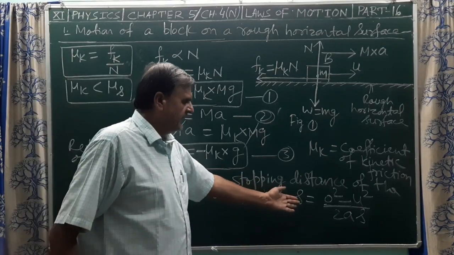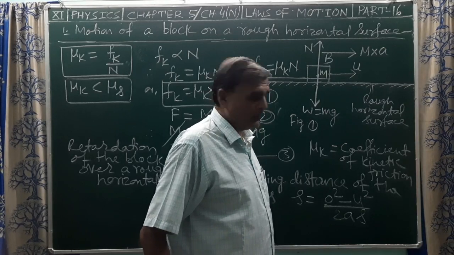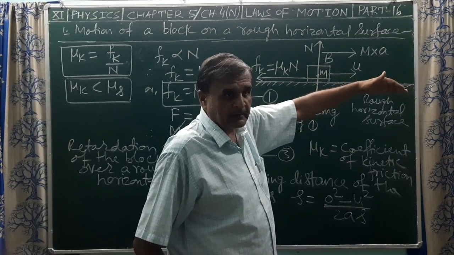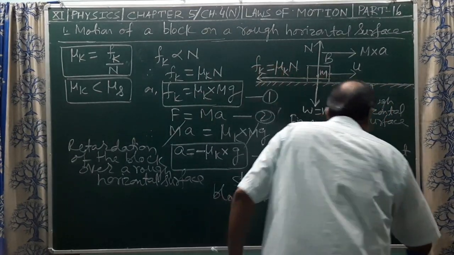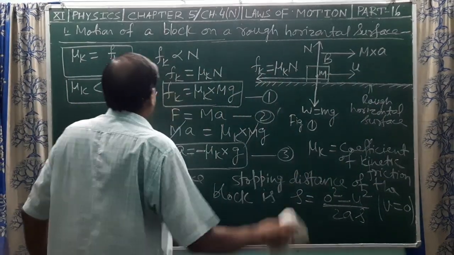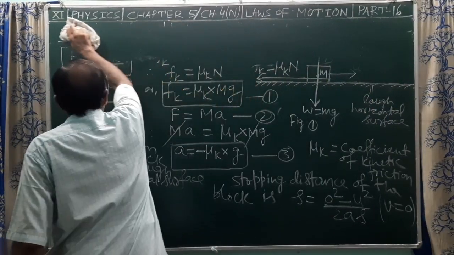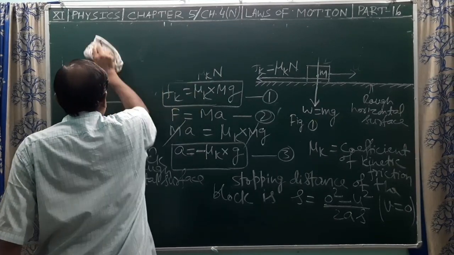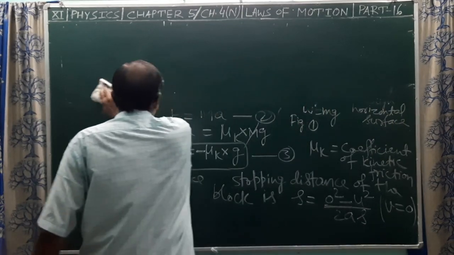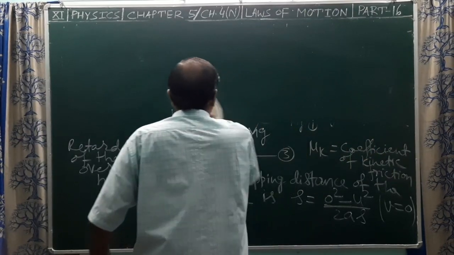And therefore, putting the retardation of the block, that is, a equal to minus mu k g, in this formula for stopping distance, s is equal to v square minus u square upon 2a, using one of the equations of accelerated motion. Here the final velocity of the block is 0, क्योंकि ब्लॉक रुक जाता है रफ होरिजेंटल सरफेस पर मोशन में s डिस्टेंस कवर करने के बाद, तो स्टॉपिंग डिस्टेंस s है. तो ब्लॉक जब रुक जाएगा तो उसका फाइनल वेलोसिटी ऑफ द ब्लॉक इज 0. So we have to put a is equal to retardation of the block, the formula for retardation of a block on a rough horizontal surface, a is equal to minus mu k g.